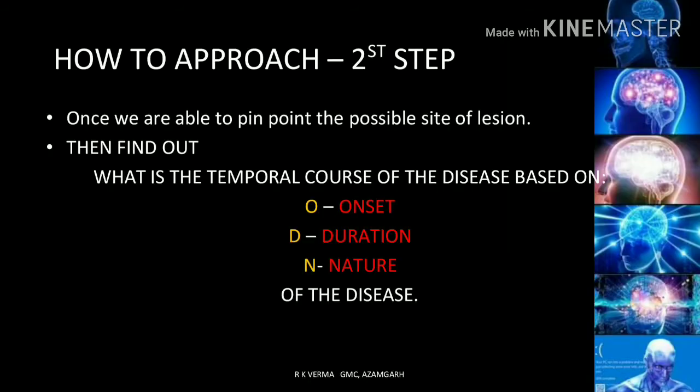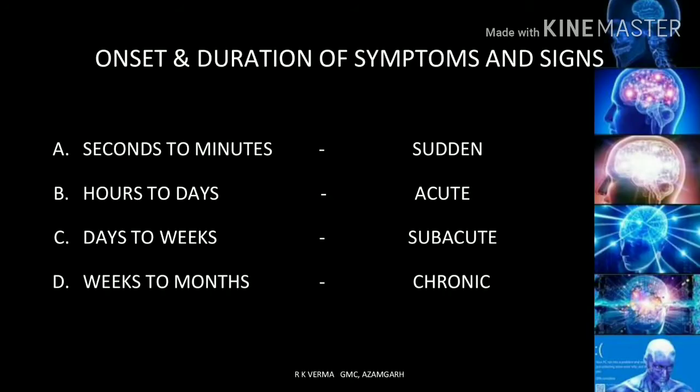Now, the second step. Once we are able to pinpoint the possible site of lesion, then find out what the temporal course of the disease is. And it is based on three things. The first one is onset, second is duration, and the third is nature of the disease. Now, based on onset and duration of symptoms and signs, there are 4 clinical conditions.